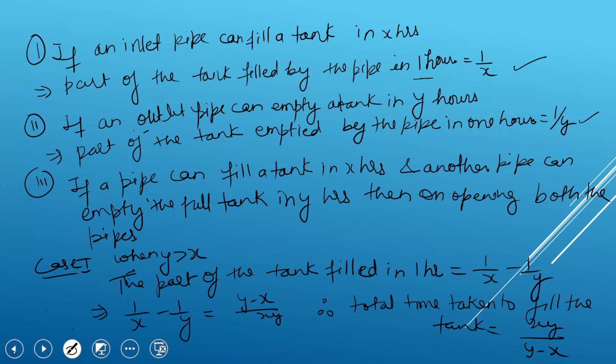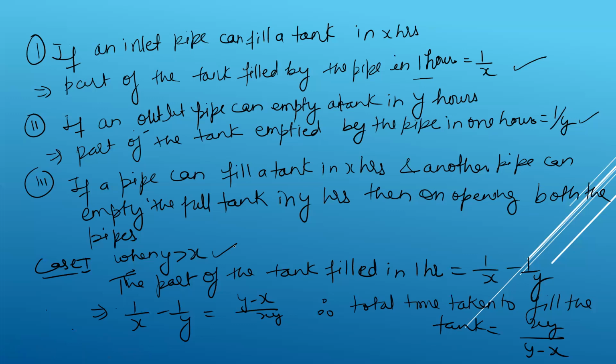Now, there are times when both the pipes are open. The inlet and outlet, both the pipes are open. In that case, we'll have two cases. Maybe the value of x is more than y, then there is a different case. The value of y is greater than x, then that is a different case. So we'll have to work accordingly. When y is greater than x, then what will happen? The part of the tank filled in 1 hour is going to be 1/x minus 1/y. You take LCM, solve, and you will get your answer as xy over y minus x as overall answer.